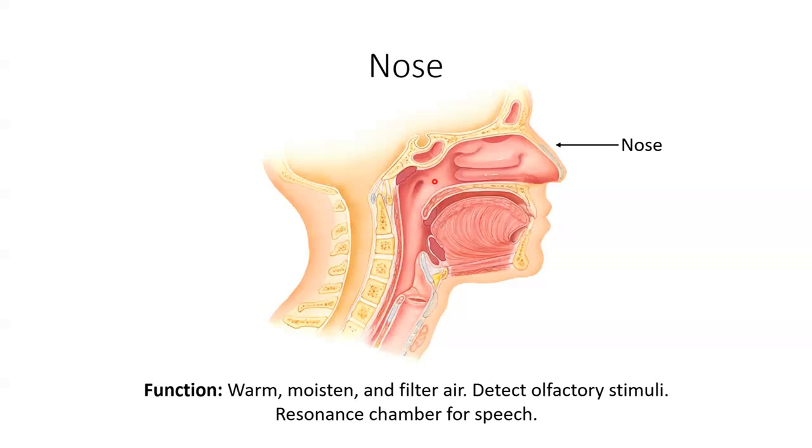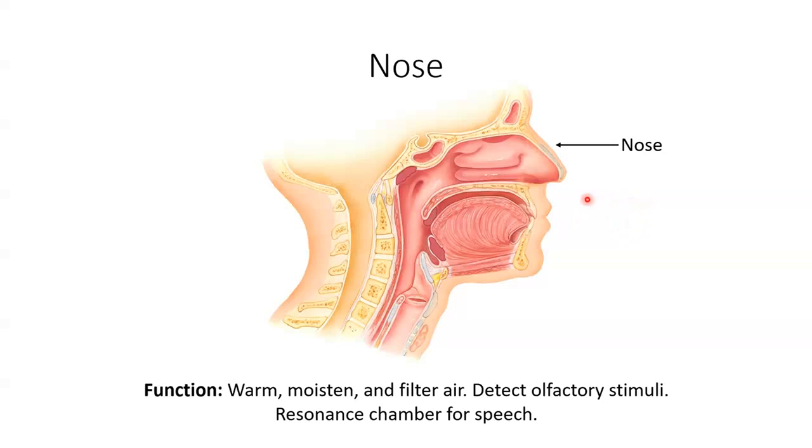Inside the nasal cavity, we also have these grooves on the lateral walls of the nose called the conchae. We have a superior, middle, and inferior conchae on each side. These grooves extend into the nasal cavity and they increase the surface area of the mucous membrane.